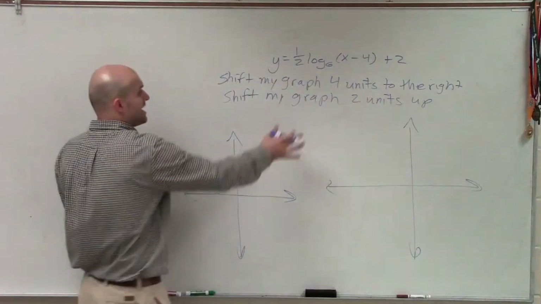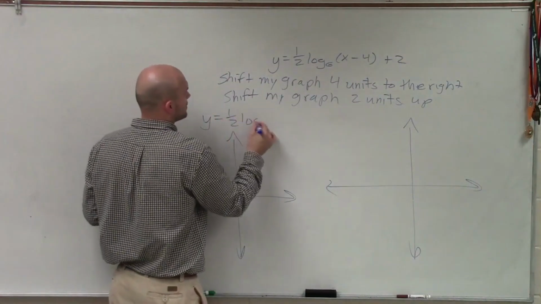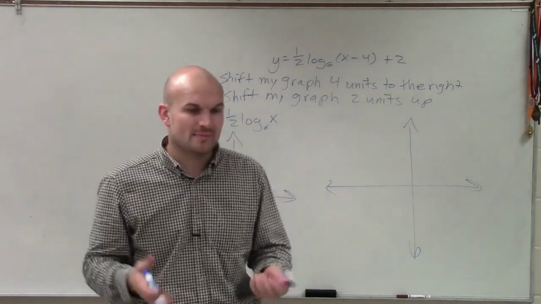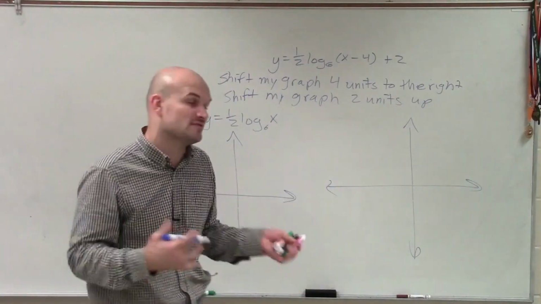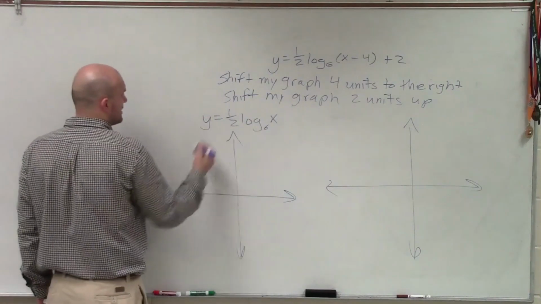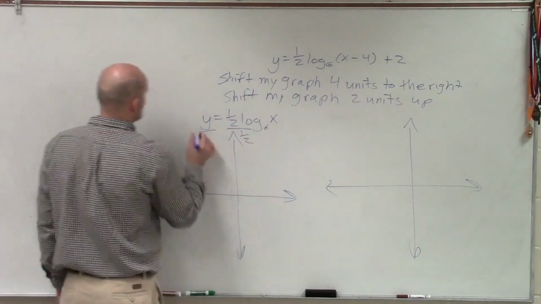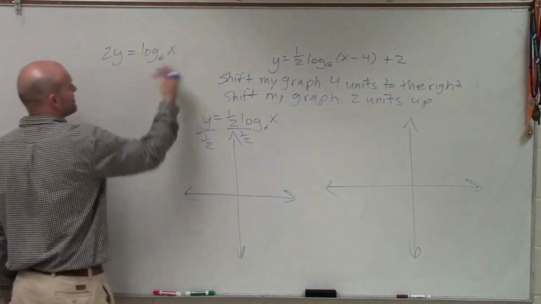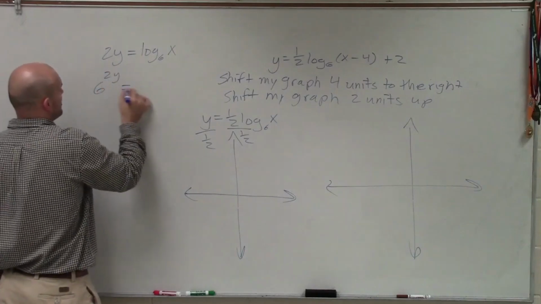So our parent function, again, we're just going to take this without the transformations, would be y equals 1/2 log base 6 of x. Now, you can do it without the 1/2, and then just take those points and multiply your x values by 1/2 if you want to. But I like to leave this in here because when I rewrite this in exponential form, what I like to do is divide by 1/2. So therefore, it's 2y equals log base 6 of x. Then when I rewrite this in exponential form, I have 6 raised to the 2y equals x.